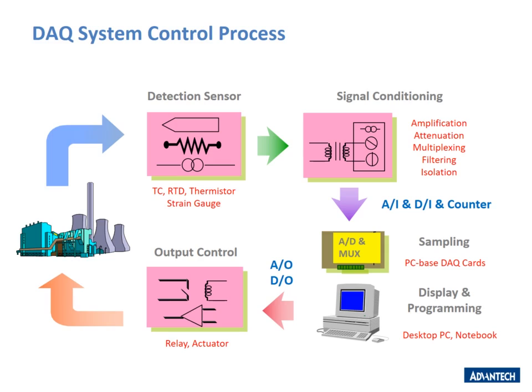Second, before connecting the sensor to the data acquisition device, the signal should go through some pre-processing like amplification or filtering, because the real-world signal may be very small or have some noise. Therefore it needs signal conditioning. After these 2 steps, we can use the DAQ card to convert the signal to the computer, and we can use the computer to monitor the signal. We can also use the DAQ card to output a signal to control the actuator. This process we call the DAQ system control process.